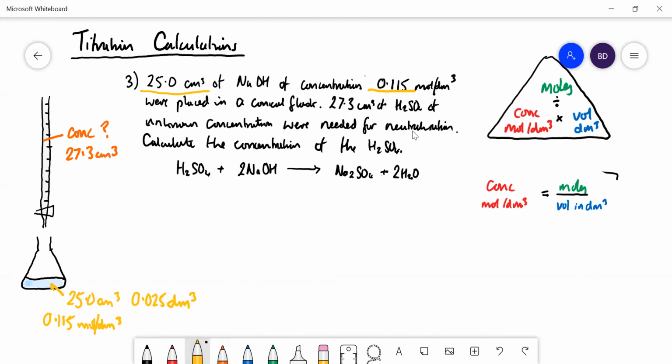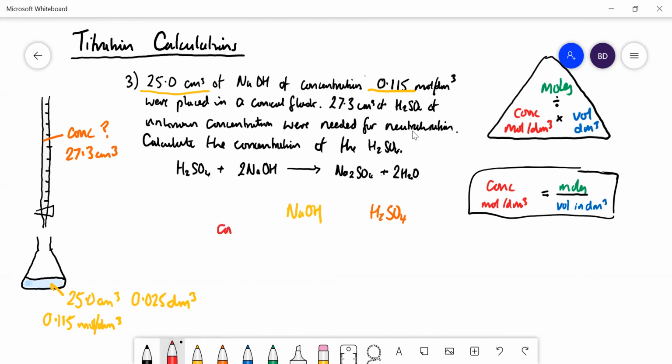So once again, let's do our little table. We'll have NaOH in yellow and sulfuric acid in orange. There's three things from this equation that we need to know about each of those substances. We want the concentration, we want the moles, and we want the volume. The NaOH, yeah, we know the volume. That's 0.025 dm cubed. We know the concentration, 0.115. The sulfuric, we don't know the concentration. Right, we know the volume, 27.3 centimeters cubed. Convert to dm cubed, divide by 1,000. We get that.